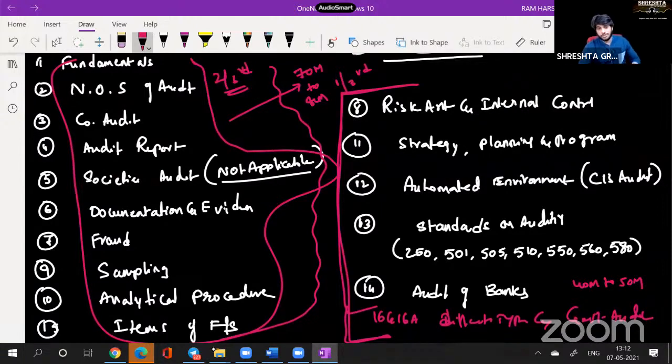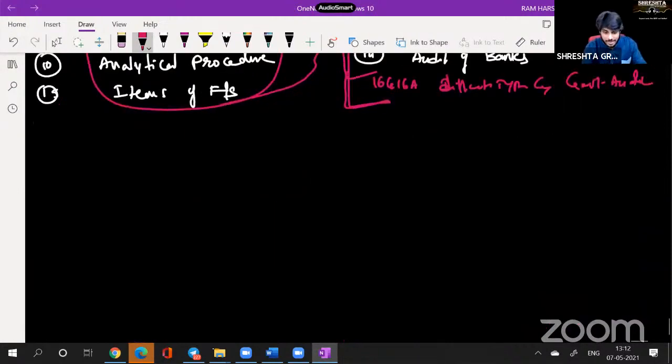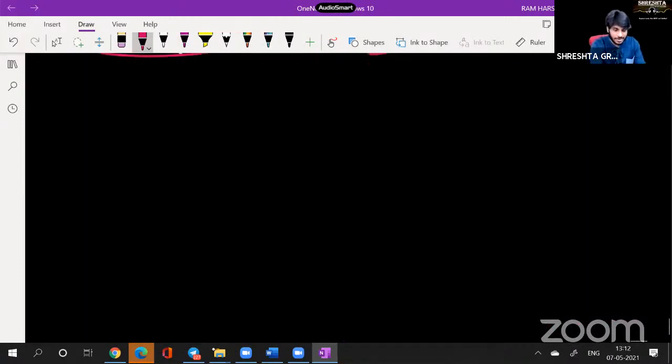Now, sir, what do you have to do? What do you mean by first category, second category? You are saying in the second category chapter, risk assessment, internal control, strategy, automated environment, standards, audit of banks, different types of entities, government audit. Do we have to ignore them? No, you should not ignore. See, now you understood the categories, right? Segment 1, section 1, section 2.